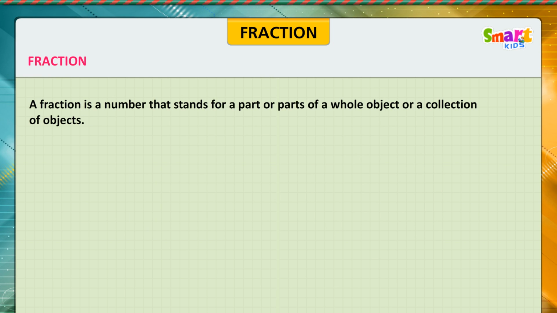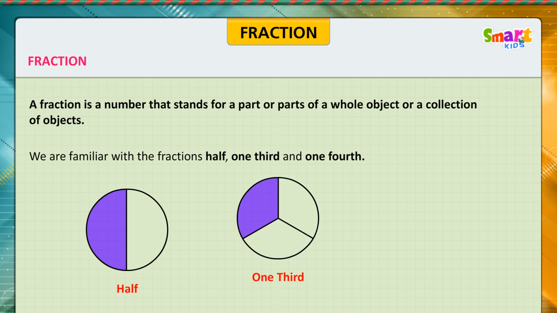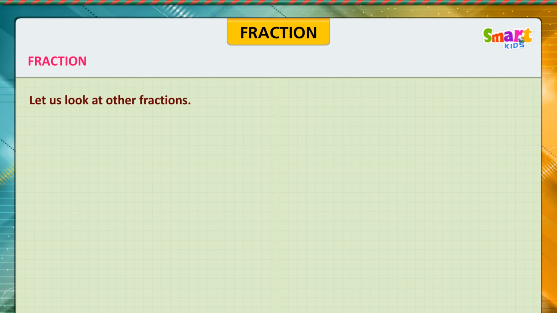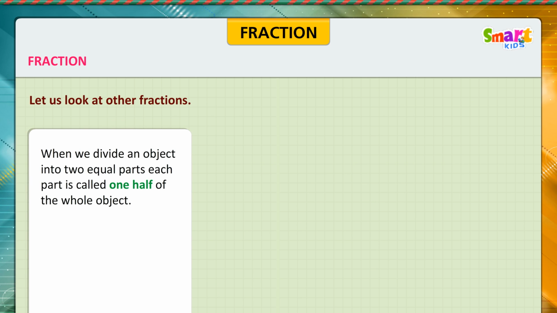Fraction. A fraction is a number that stands for a part or parts of a whole object or a collection of objects. We are familiar with the fractions half, 1/3 and 1/4. Let us look at other fractions. When we divide an object into two equal parts, each part is called 1/2 of the whole object. 1/2 is equal to half.